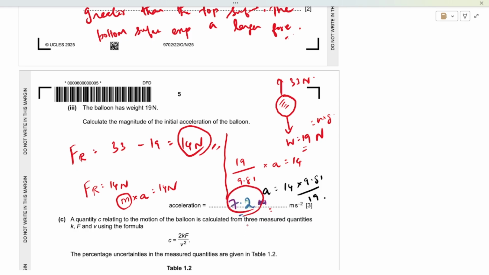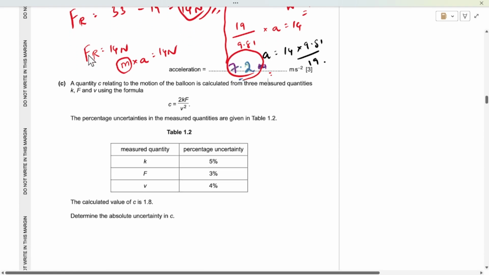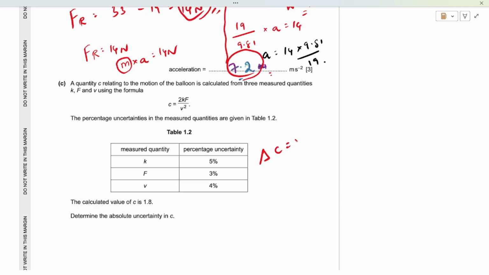Going for the next thing: a quantity C, related to the motion of the balloon, is calculated from three measured quantities K, F and V using the formula C is equal to 2KF by V square. We need to calculate the percentage uncertainty. Actually, the percentage uncertainties are given. We need to determine the absolute uncertainty in C. So what is the absolute uncertainty? We have the formula C is equal to 2KF divided by V square. This is the given formula.